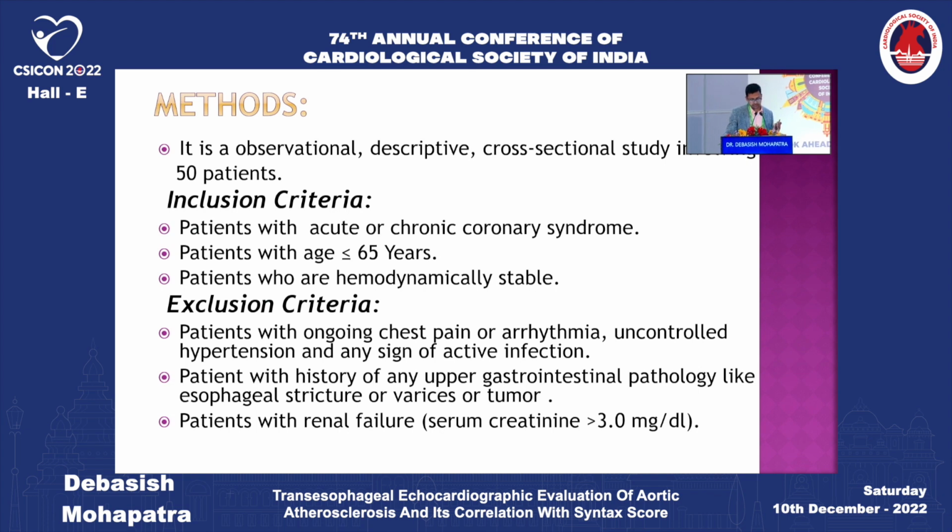Inclusion criteria are patients with acute or chronic coronary syndrome whose age group is less than 65 years and who are hemodynamically stable. Exclusion criteria are patients with ongoing chest pain, arrhythmias, uncontrolled hypertension, or any signs of active infection. Those patients having a history of any upper GI pathology like esophageal stricture, varices, or tumor are excluded, and patients having renal failure in which angiography is difficult are also excluded.